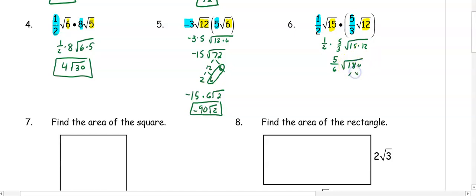So we can break down the square root of 180 into 18 and 10. 10 breaks to 2 and 5. 18 breaks to 9 and 2. 9 breaks to 3 and 3. So we have a pair of 3's and a pair of 2's. So we have 5 root 6 times 2 times 3. Root 5 is left over. Everything else has a branch from it. So when we multiply here, we get 5 root 5.